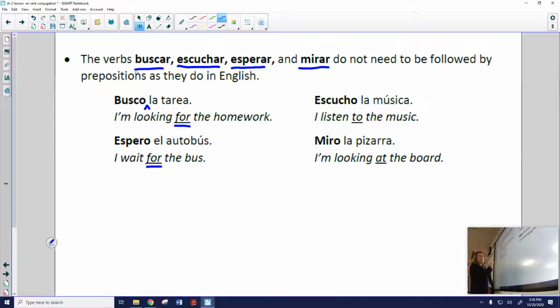In English, I wait for the bus. En español, no es necesario. Espero el autobús. I wait for the bus. I listen to the music. Escucho la música. You don't need a word there for to. Miro la pizarra. I'm looking at the board. We don't need a word for at in este caso. You don't need to write this down necessarily, just FYI.